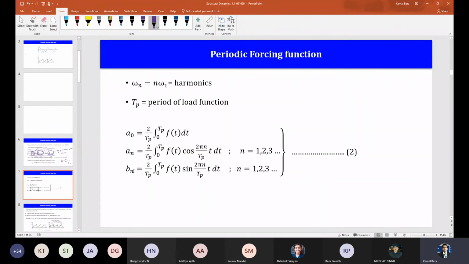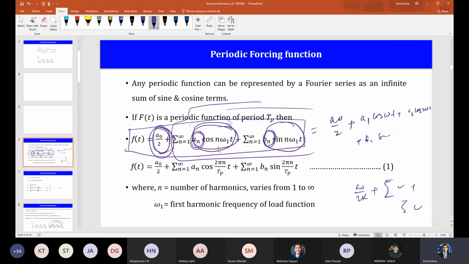Now, how to find out a naught, an and bn? That is actually very easy, and you can see any mathematics book, it is there. You just have to multiply this expression. So this is the Fourier series of the periodic function f(t). Multiply equation 1 throughout by cosine n omega t, and integrate from 0 to 2 pi by omega. That is one period. Over one period you integrate it, then you will find out an.